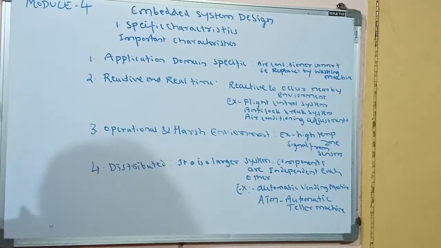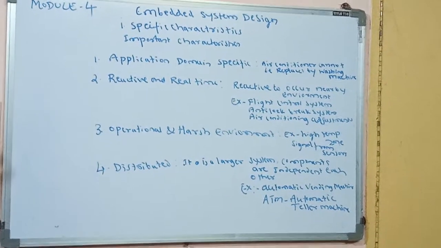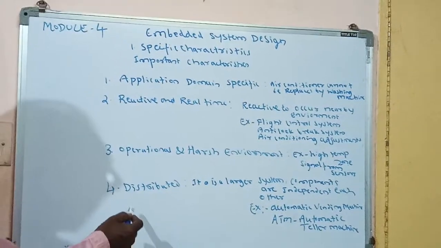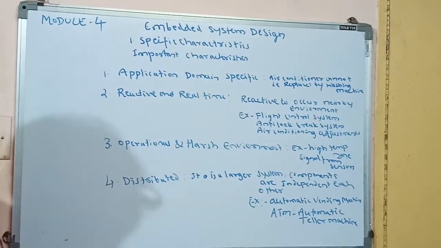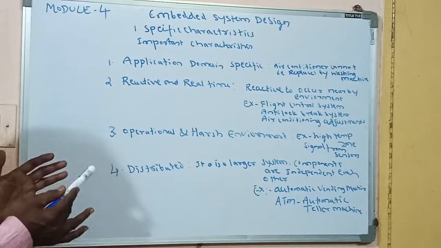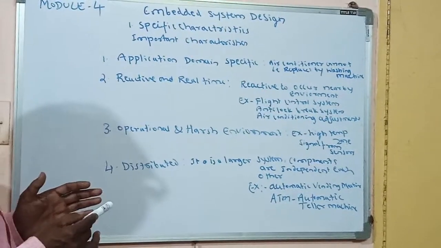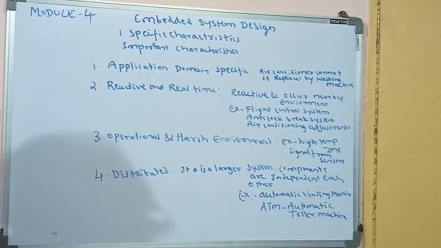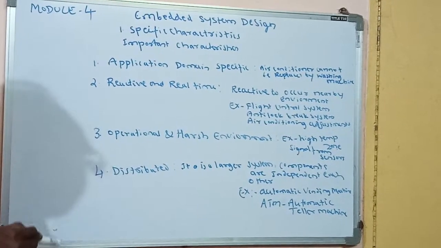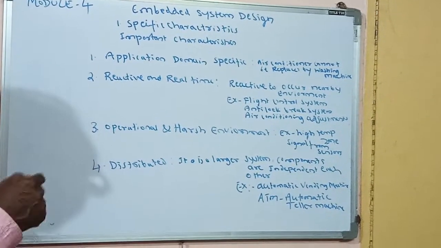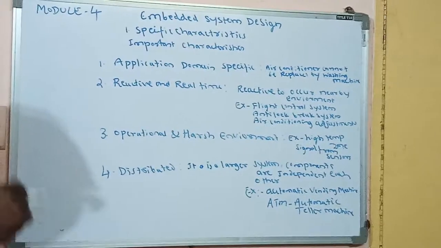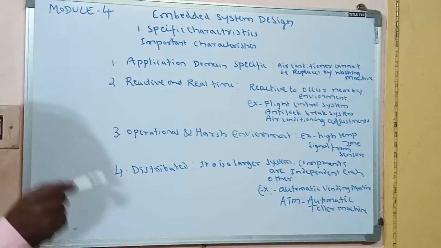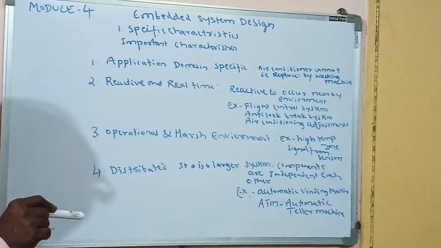And the fourth characteristic of embedded system design is known as distributed. Distributed means an embedded system itself is a larger system, and each component is independent of the others. So totally independent. Distributed means each section is working independently, just like autonomous systems.